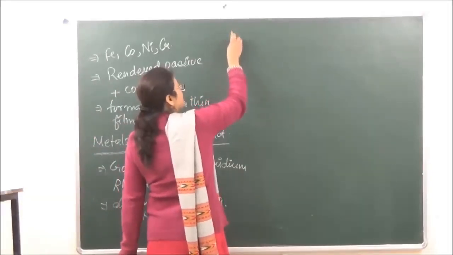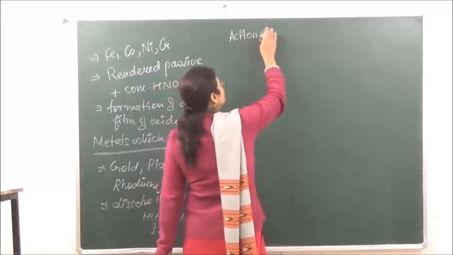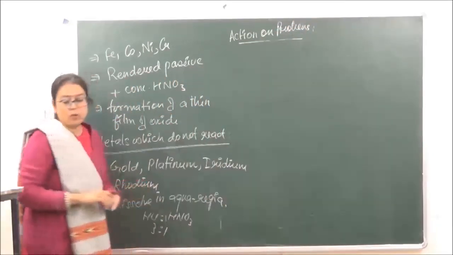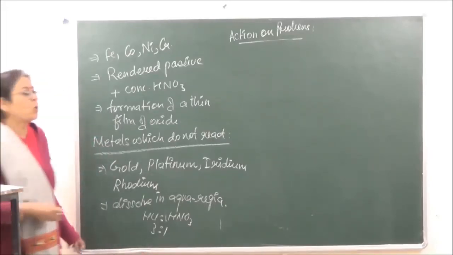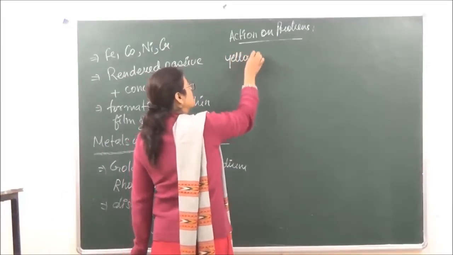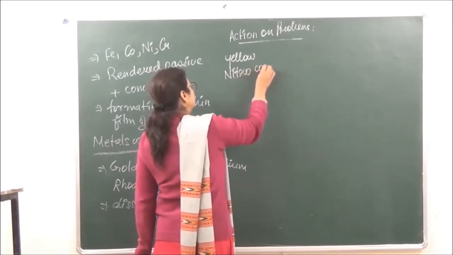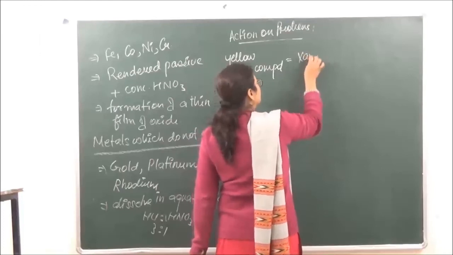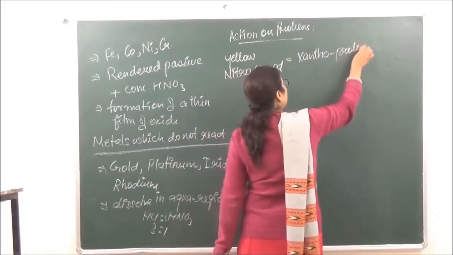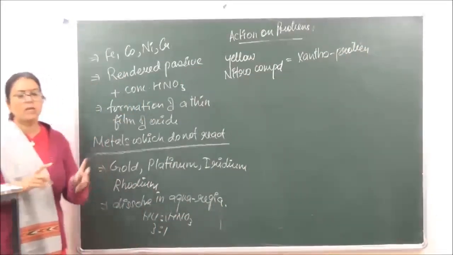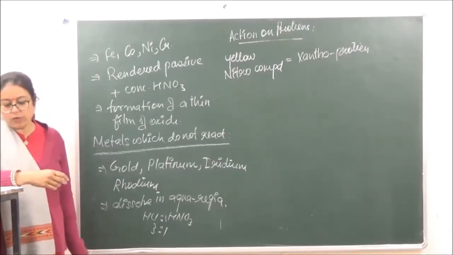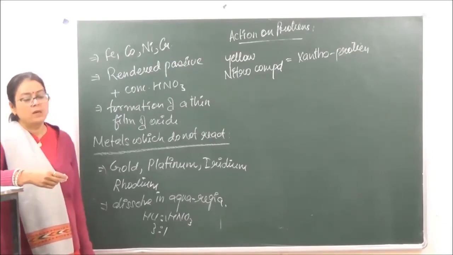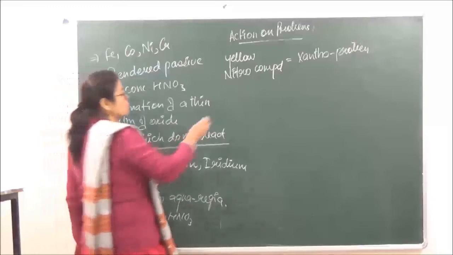Then after that, what is going to be the action on proteins? The acids also react on proteins. When these react with proteins, they form a yellow nitro compound which is known as xanthoprotein. You must have observed that if concentrated acid touches your skin, it will burn, and secondly it becomes yellow. Why does it become yellow? That is because it reacts with the protein in the skin and forms a yellow compound, which is xanthoprotein. Okay?